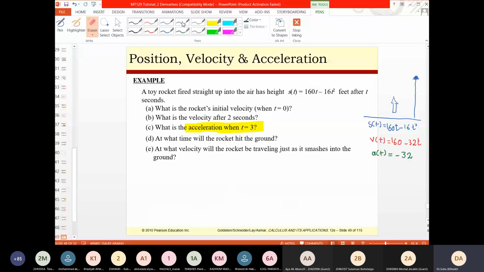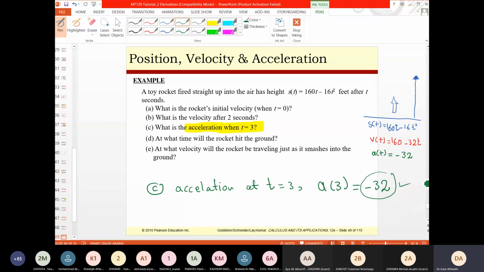Let's do C. They want the acceleration at t equal to 3. In other words, I want A at 3. Actually, A at 3 is equal to minus 32. Notice the acceleration is constant, it's minus 32, which means the acceleration is constant. And it is negative. It makes sense.